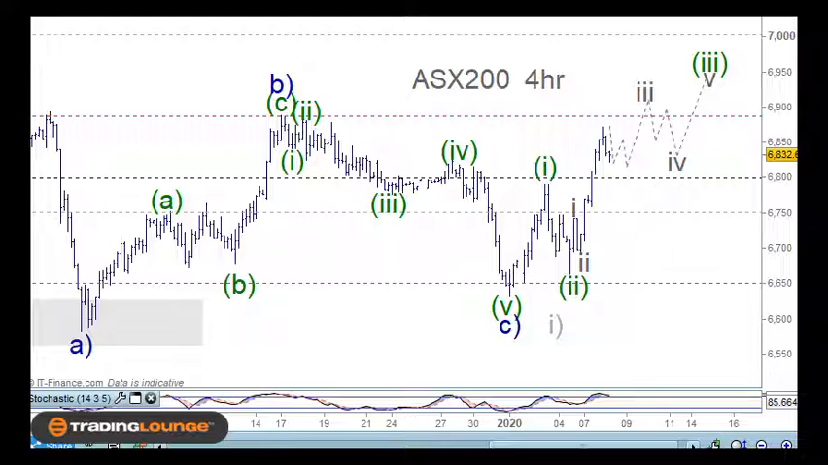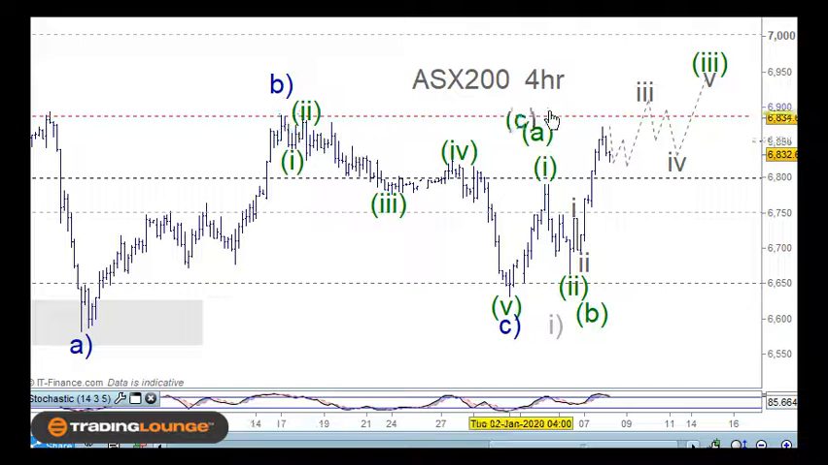Starting with the ASX on the 4-hour chart here. As you know, in the bigger picture, I'm not 100% sure what is going on. There's still a possibility that the move up through here can be part of a larger correction, where we have this as an A wave, a B wave, and a C wave here, and then moving down from that point. I don't think that's the case, but we'll be aware of that.